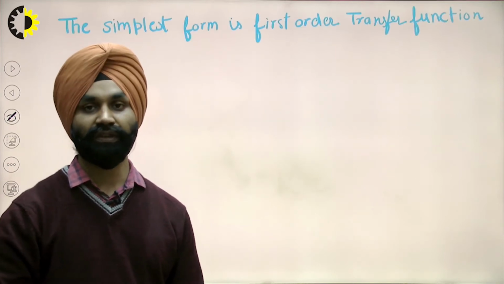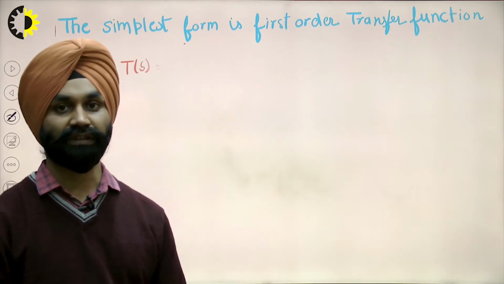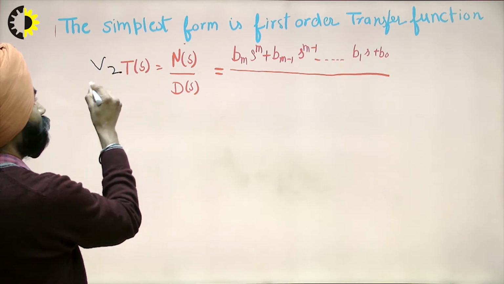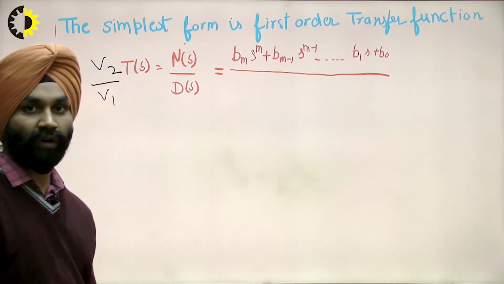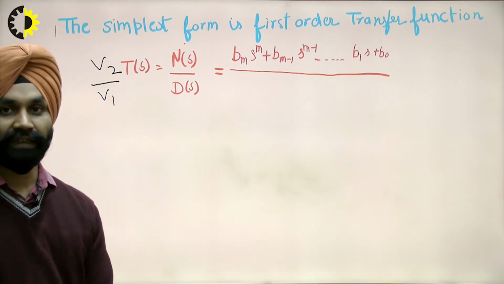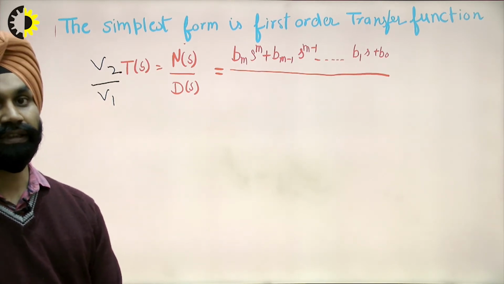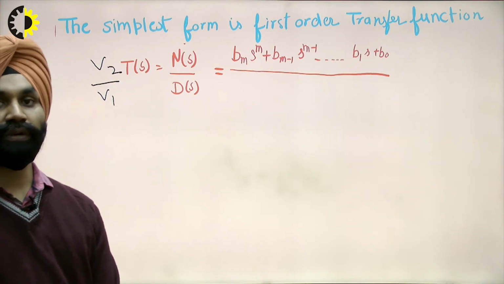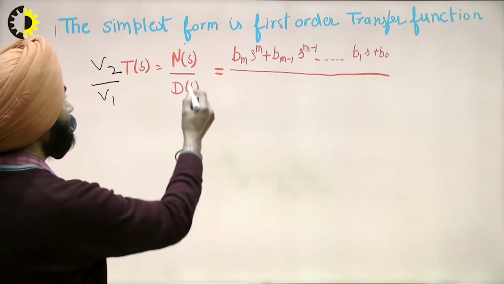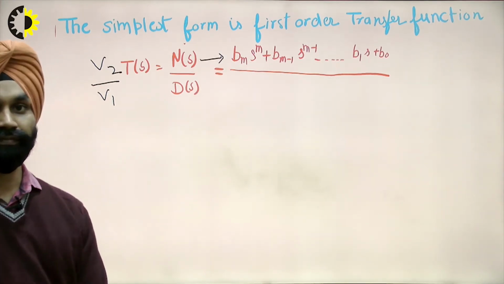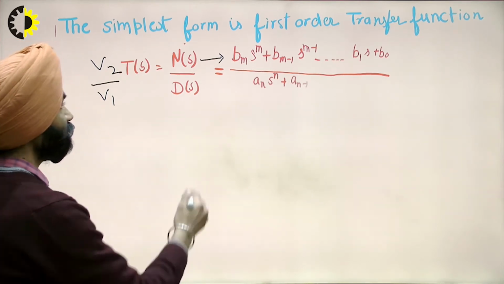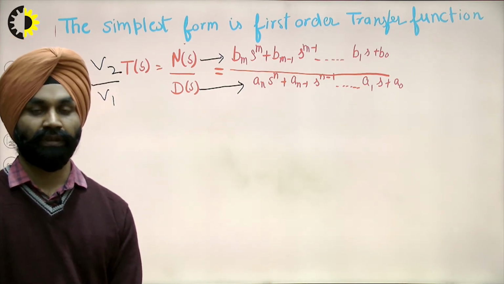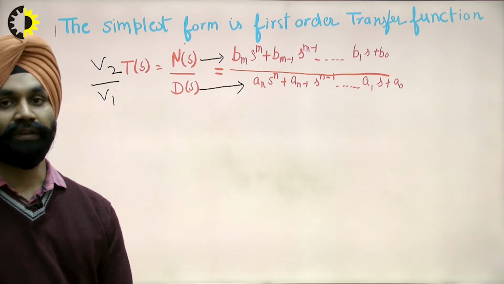In the previous lectures, we have seen the simplest form of transfer function, which is given by the voltage output by voltage input, or output by input. Generally, the input is in the form of a polynomial, as well as the output. For example, here N(s) is a polynomial given by this equation. Also, the denominator D(s) can be given by this. The ratio of these two polynomials will give the transfer function.